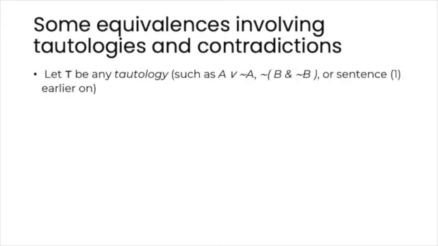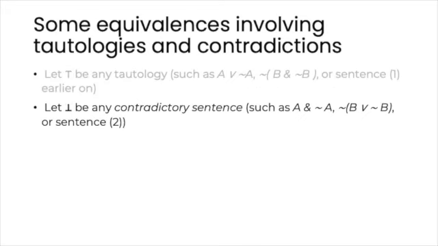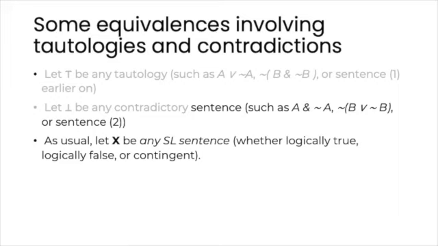Finally, there are some equivalences involving tautologies and contradictions that are worth going over. Learning equivalences like this can be a great help in the process of sharpening your logical intuition. But first, to express them more concisely, we need a couple of special symbols. Let this T designate any tautology. This symbol, by the way, is called the verum. This means true in Latin. And let this upside-down T be any contradictory sentence. This symbol is called the falsum, which sure enough means false. As usual, let X be any SL sentence, whether logically true, logically false, or contingent.